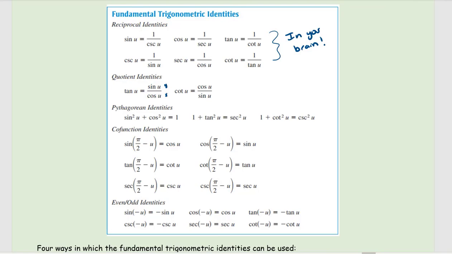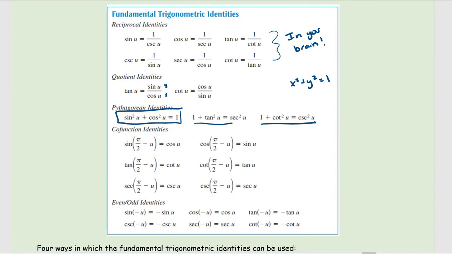Something that is a little bit new is Pythagorean identities. Now, how do we get the Pythagorean identities? Well, we have sine squared u plus cosine squared u is equal to 1. And if you think about it, in a unit circle, we know that x squared plus y squared is equal to 1, where cosine is x and y is sine. So this doesn't come out of left field. Now the question is, how do we get these last two?